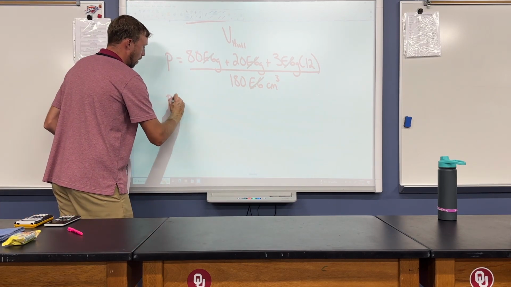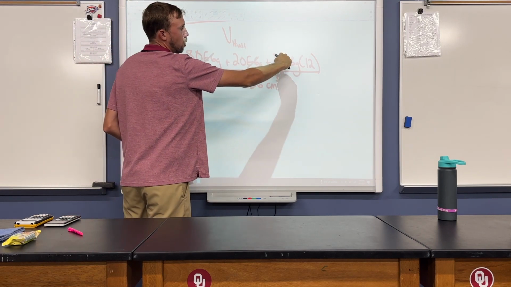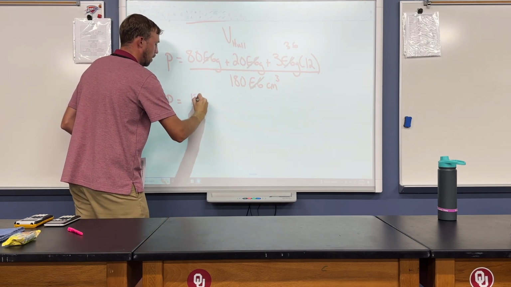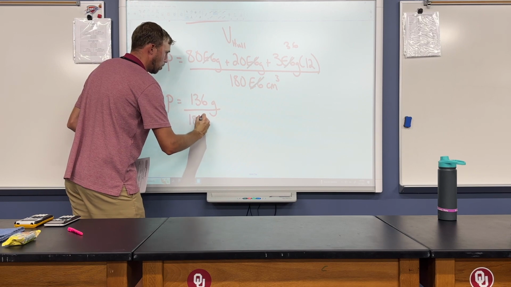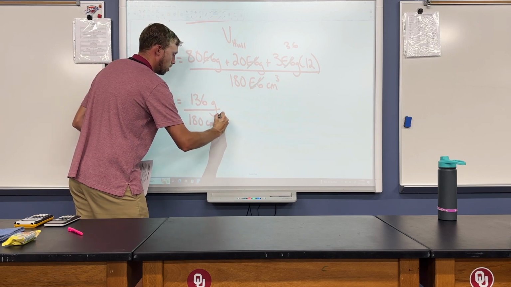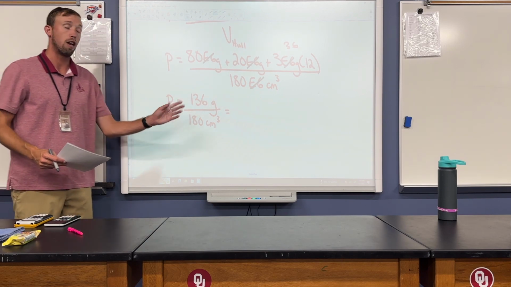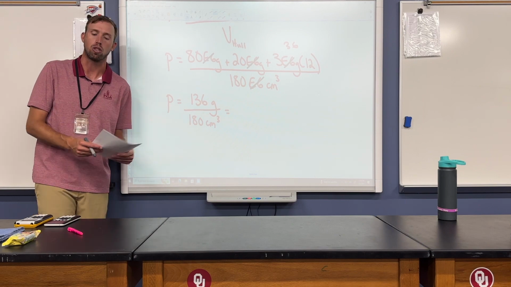So adding together the values in my numerator, 80 and 20 gives me 100. 3 multiplied by 12 is 36. So 100 plus 36 gives me 136 grams divided by 180 cubic centimeters. Now again, the ferry has a mass much bigger than 180 grams and a volume much bigger than 180 cubic centimeters, but it's equivalent to this ratio.